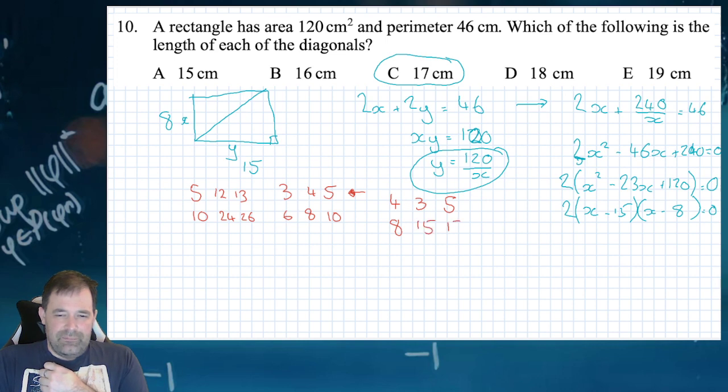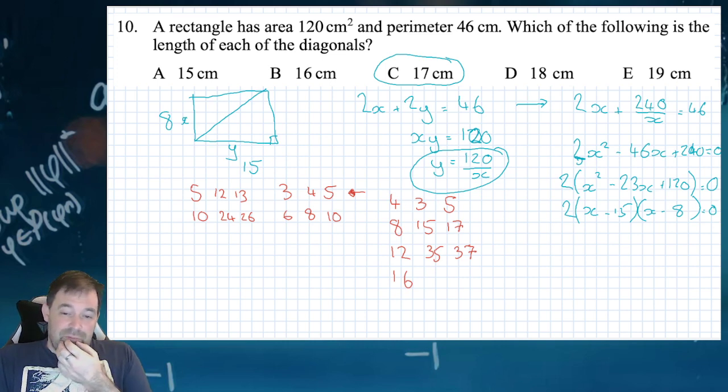15, 17, and then you can do it again, 12, and that gets you 35 and 37, and 16 would get you, I should be able to, so 4, 16, 36, squared, 64, so 63 and 65.